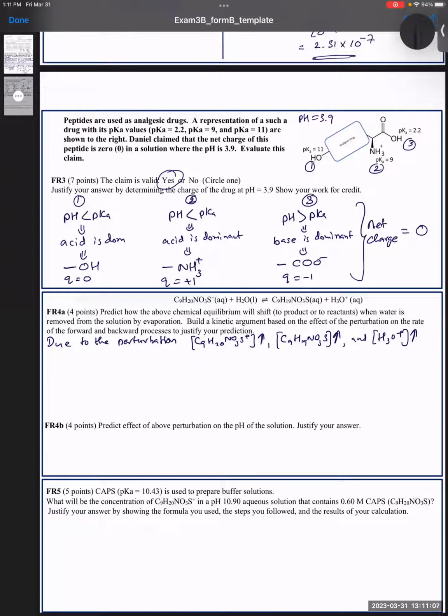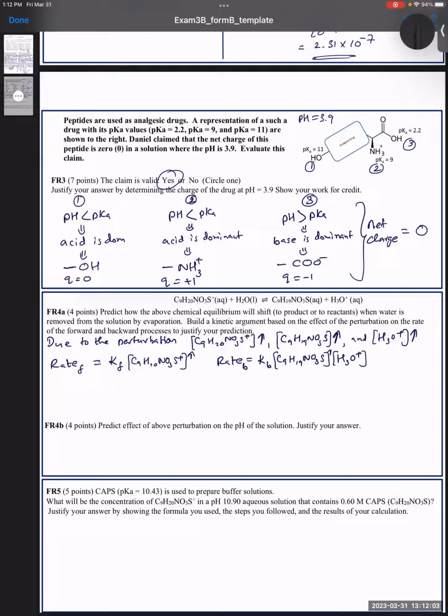So we know the rate forward is the rate constant for the forward reaction times the C9H20NO3S plus concentration, and the rate for the reverse reaction, or the backward reaction, is the rate constant for the backward process times the C9H19NO3S concentration times the H3O plus concentration. Okay, we know that these concentrations go up.